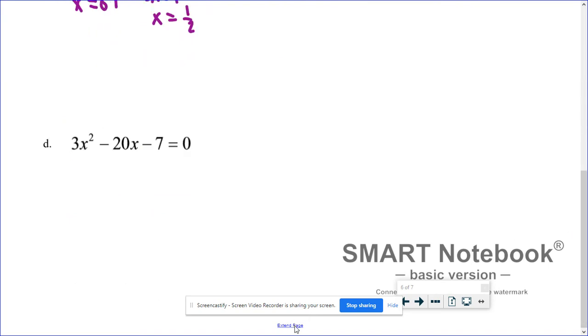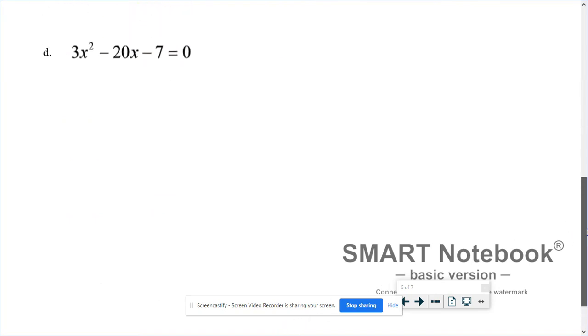Last one here. Everything is already set equal to 0, so I don't have to do what I had to do in the last 2. There's no GCF between 3, 20, and 7, so I can't take a GCF out. Look how many terms there are. There's 3. There is a leading coefficient. It's not a perfect square trinomial because 3 is not a perfect square. So I'm doing Mudd's method.